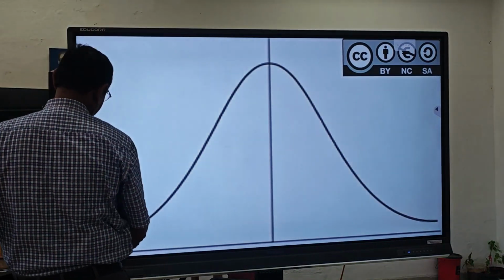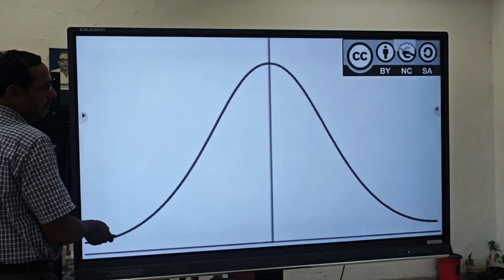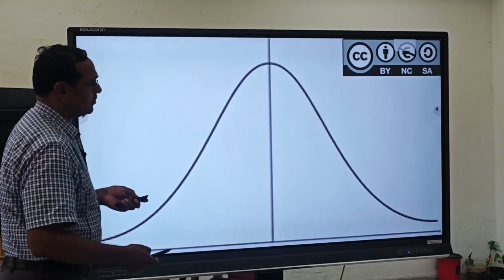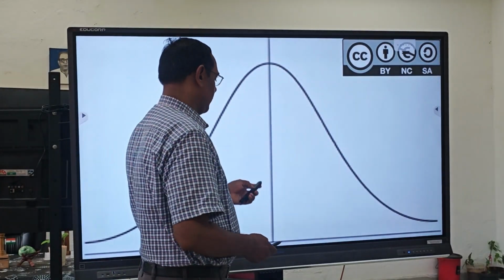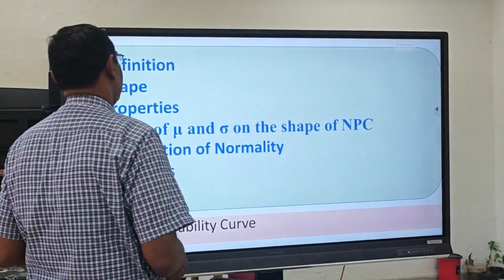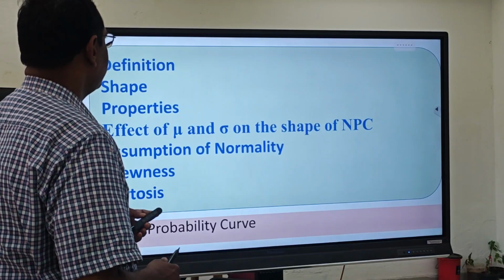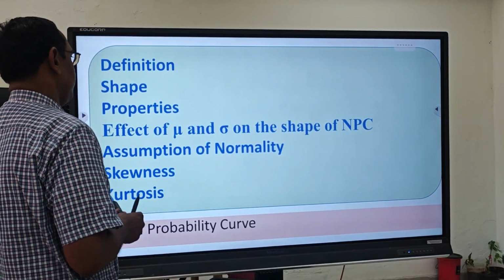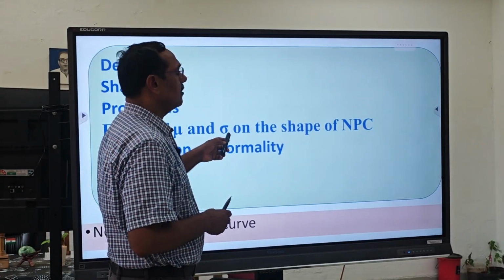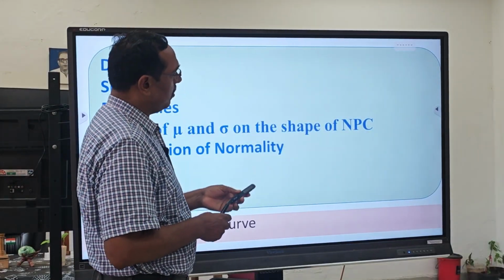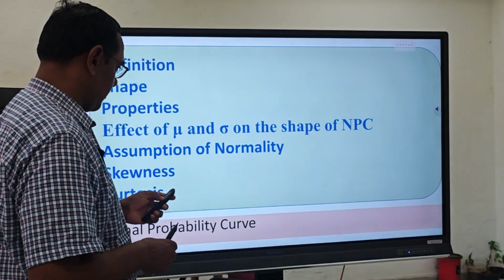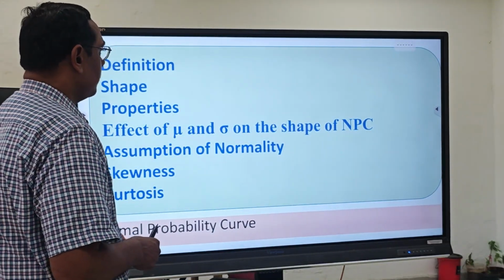It never touches the x-axis. Therefore, we call this asymptotic. This side also, the other side also. So these are the things which we are going to see: definition, shape, properties, effect of mean and standard deviation on the shape of the normal probability curve, assumption of normality, skewness, and kurtosis. That's what we are going to see.